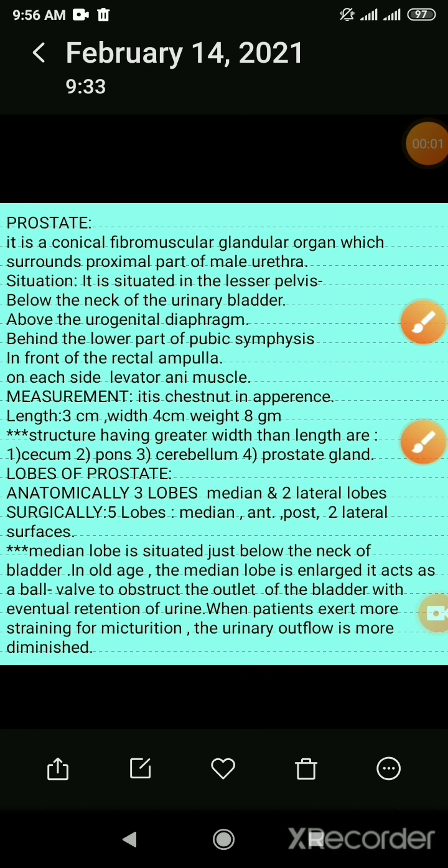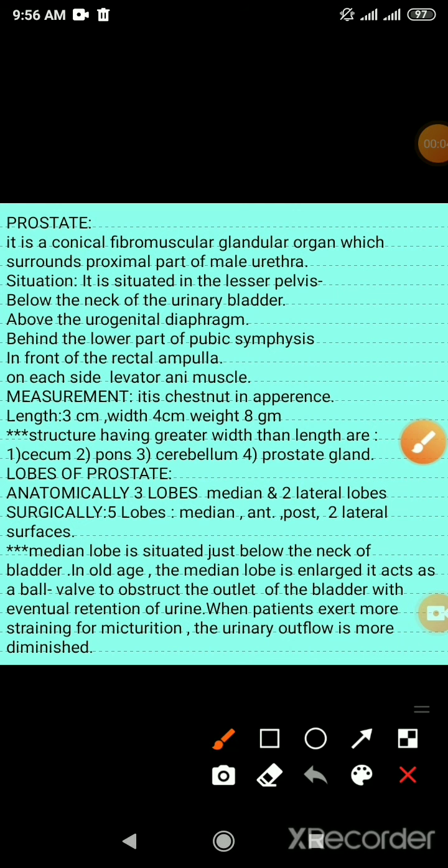We'll talk about prostate today. So, what is prostate? The prostate is a conical fibromuscular glandular organ which is surrounding the proximal part of the male urethra, and this urethra is known as the prostatic part of the male urethra. Where is it situated?